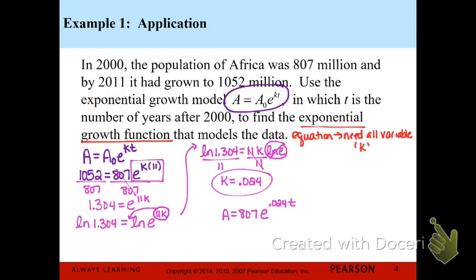Because this way, it doesn't matter how many years have passed, we could find, according to this model, what we believe the population in Africa would be in this year, 2018. So that way we could plug in a T and we'll solve for our A. So there's my equation.